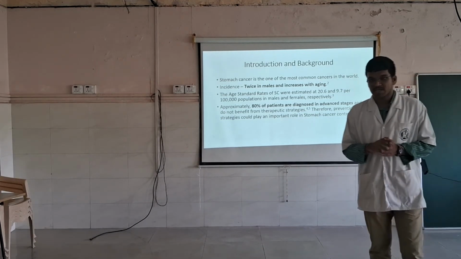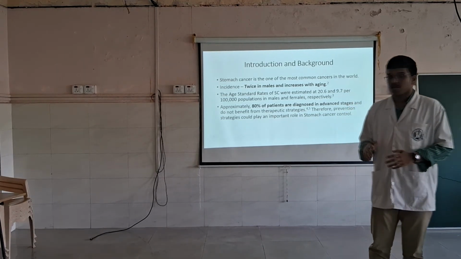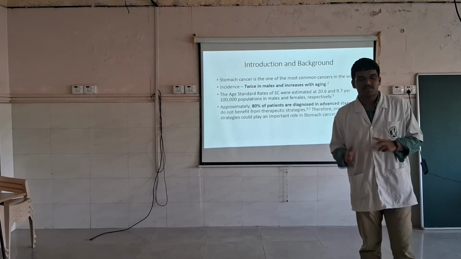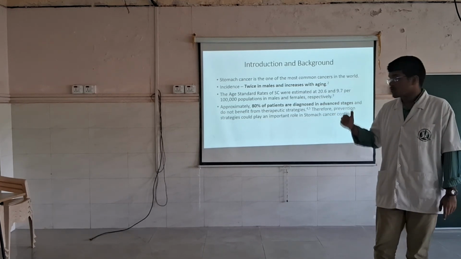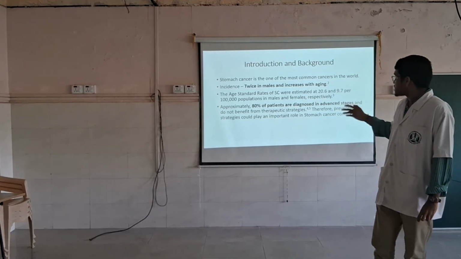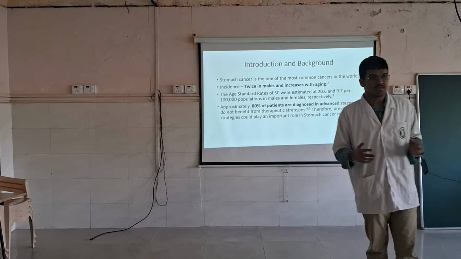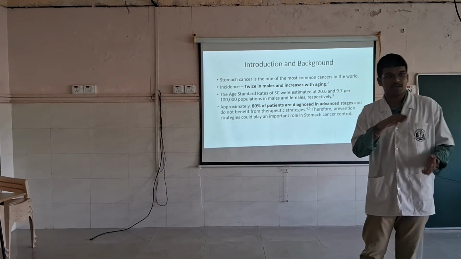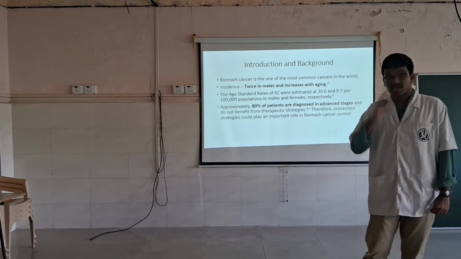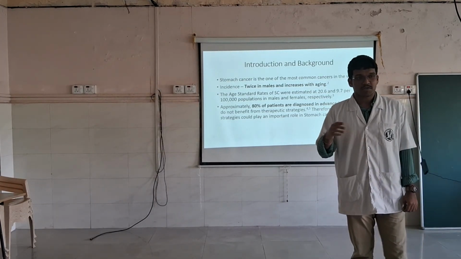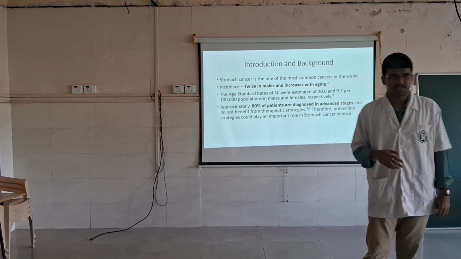So, an introduction to stomach cancer. Stomach cancer is the most prevalent type of cancer in the world, and its incidence is about twice in males as compared to females, and increases with age. The latter will play an important role in the study itself. The age standard rates of stomach cancer were estimated to be 20.6 and 9.7 per 100,000 population in males and females respectively. Most cases of stomach cancer are diagnosed when they reach an advanced stage.